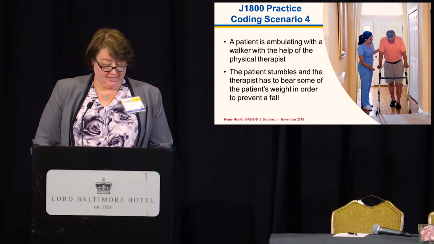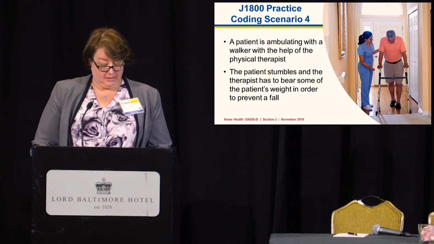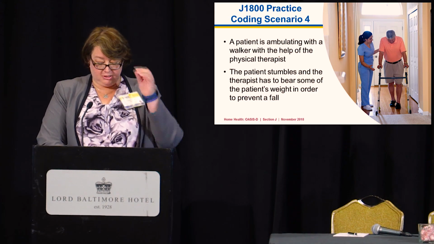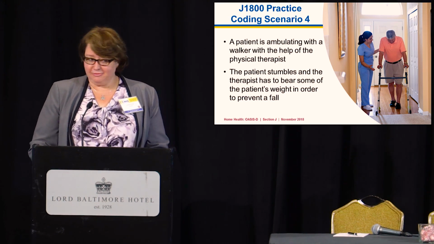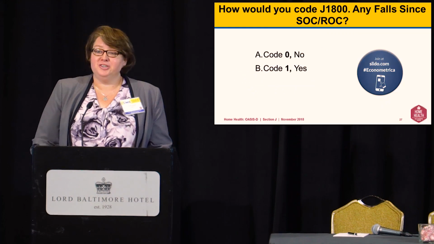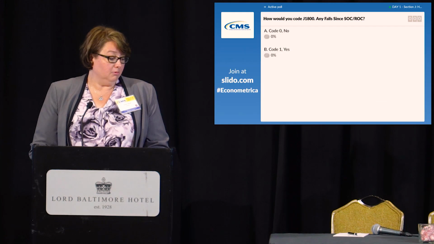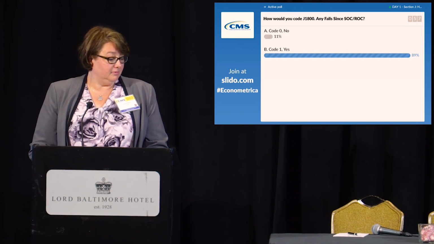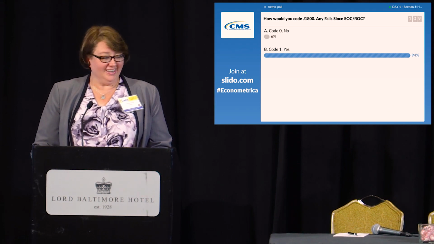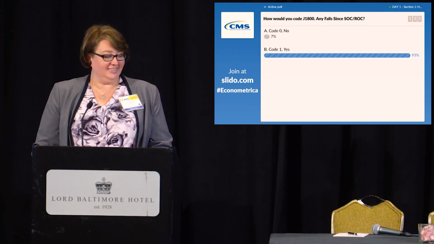Okay, so a patient is ambulating with a walker with the help of a physical therapist. The patient stumbles, and the therapist has to bear some of the patient's weight in order to prevent the fall. Okay, a little similar, but a little different too, right? So how would you code J1800, any falls since SOC ROC? Would it be code 0, no, or code 1, yes? Okay, some responses are coming in. Looks like most people are thinking it's yes.